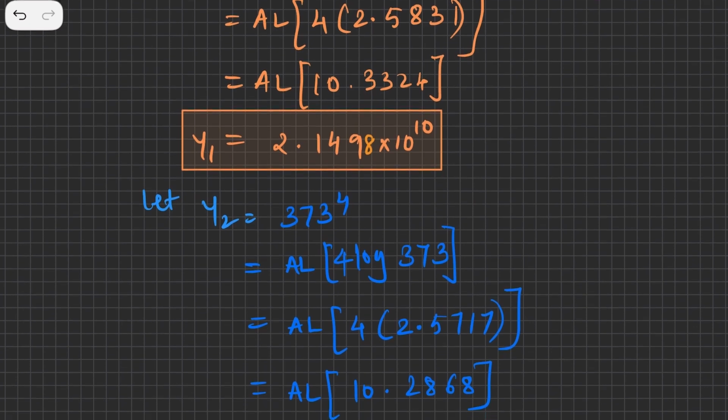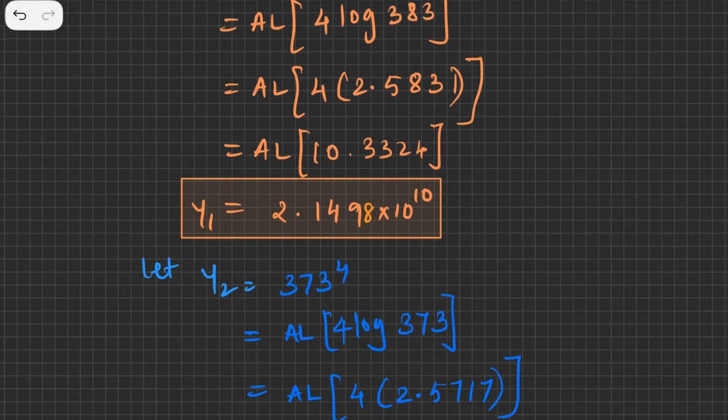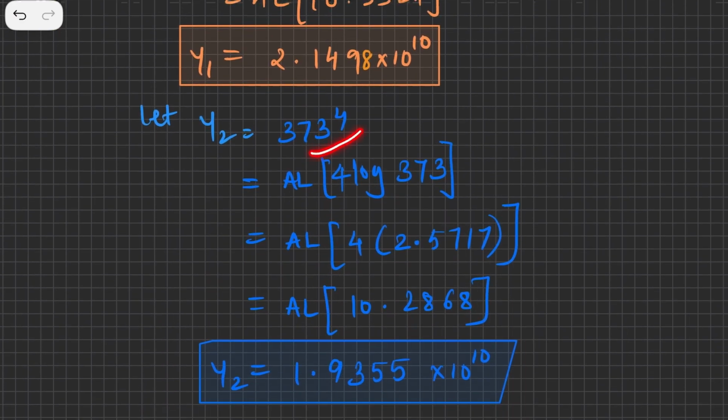Let's see. So I have found this part, y1, and I'll now find y2, that is 373. In a similar way, y2 is 373 raised to 4. Log and antilog are applied simultaneously, and this 4 comes ahead. So 4 comes ahead. This is the property of log.